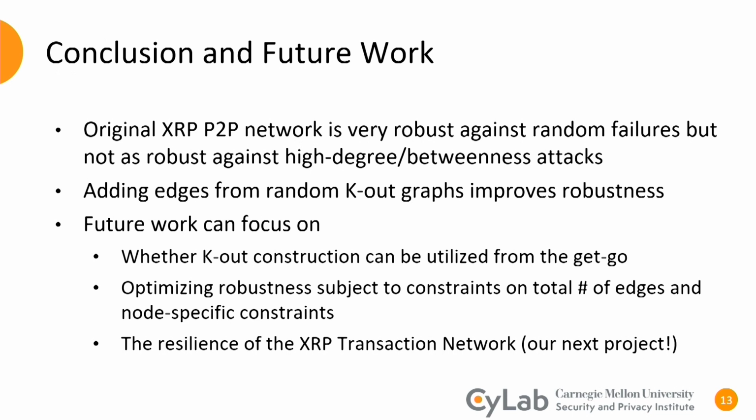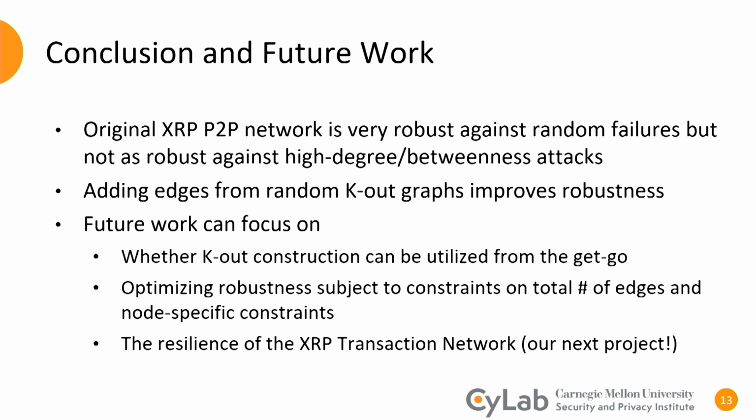I think I'm running out of time, and this is my last slide for this talk. So the conclusion is, overall, XRP's peer-to-peer network seems to be pretty robust with respect to random failures, not as much for targeted attacks. Adding links through this random chaos construction seems to be like a good idea. And the future work could potentially consider whether we can, from the beginning, design this network using ideas, again, from the random chaos construction to make it really robust at the get-go.